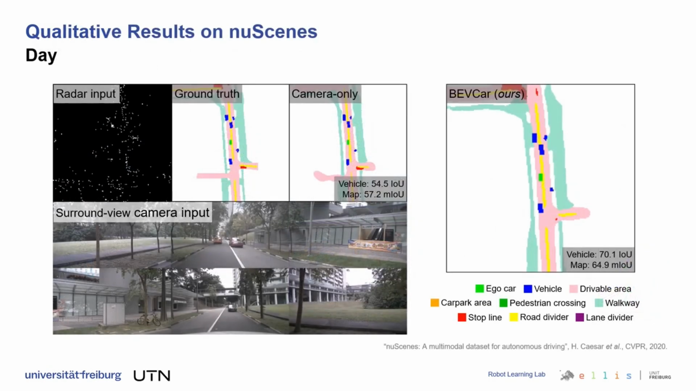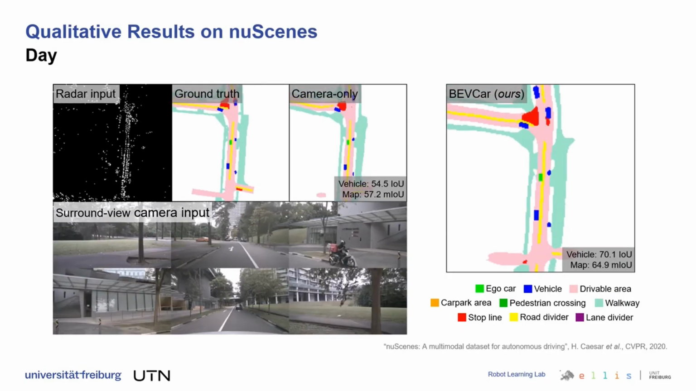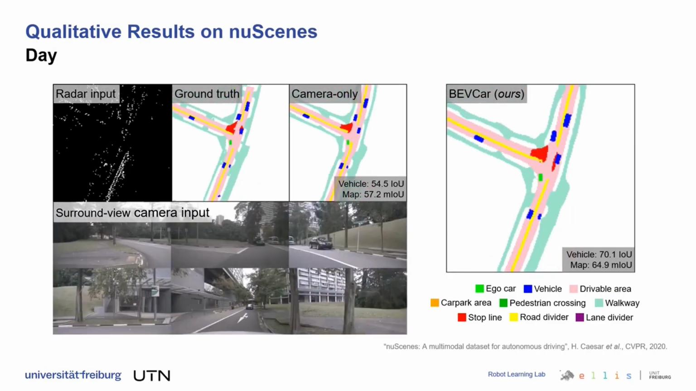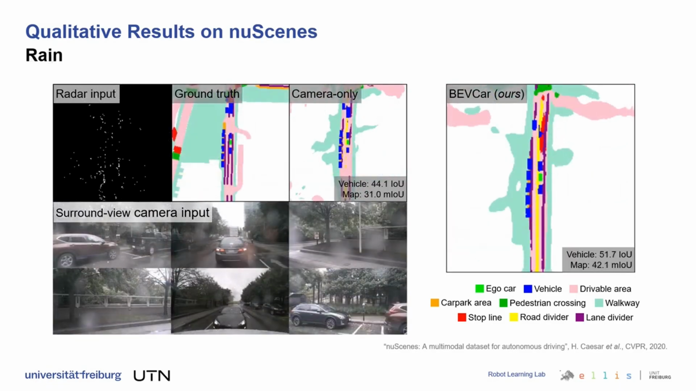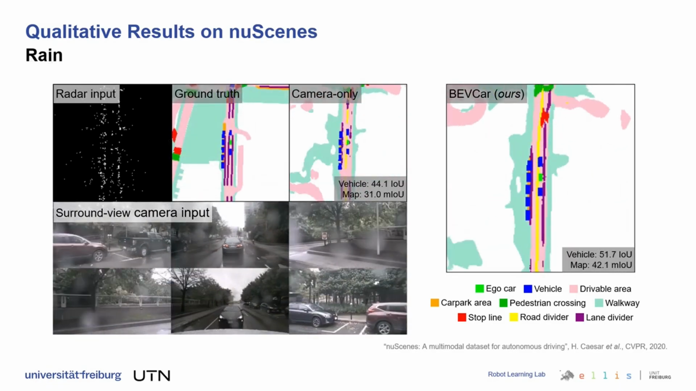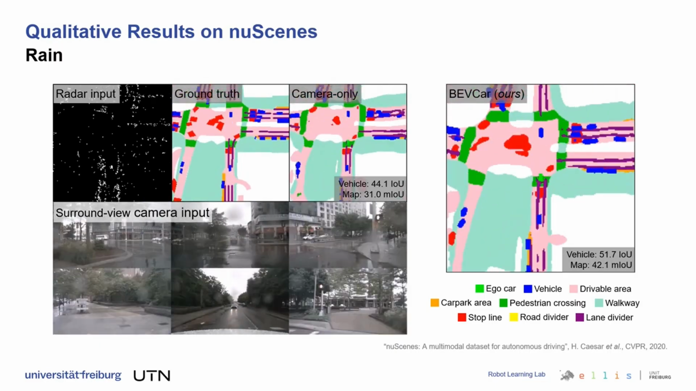Since passive sensors, such as RGB cameras, suffer from challenging illumination conditions, we separate the nuScenes validation split into day, rain, and night scenes. Here, we present qualitative results for our BEV-CoR and the derived camera-only variant. We report the metrics averaged over the entire scene.